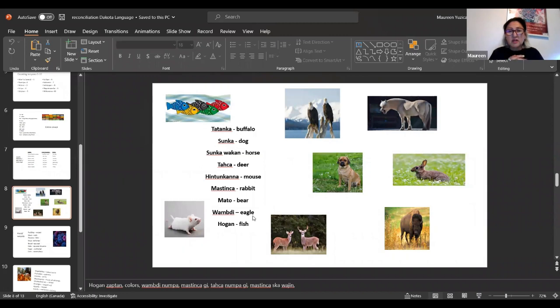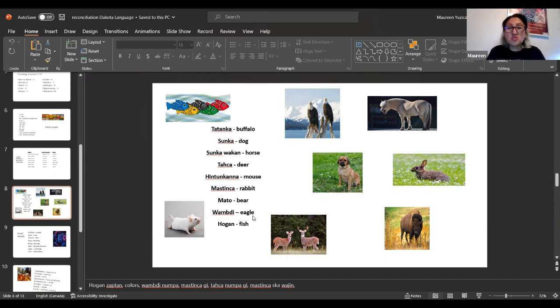When we talk about our animals, we don't add an S. When we want more, we don't make it plural. We don't add an S or an ED, right? We don't say tatankas, okay? As I go on to show you these words, I will show you how to make them plural as well. The first one is tatanka, and that's buffalo.